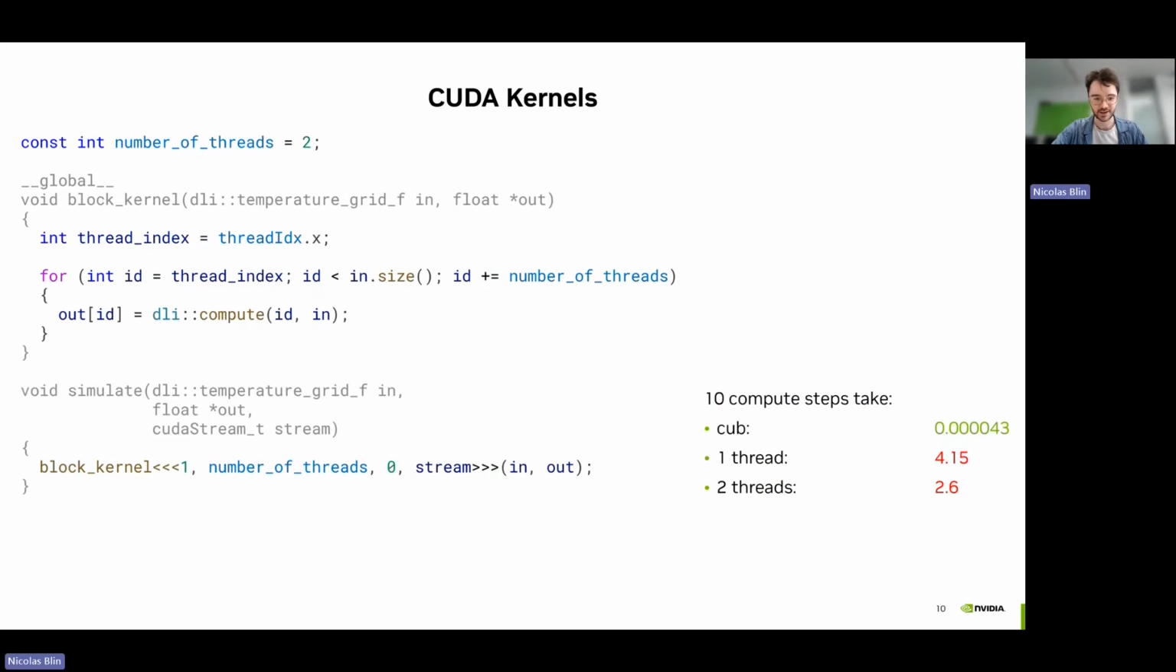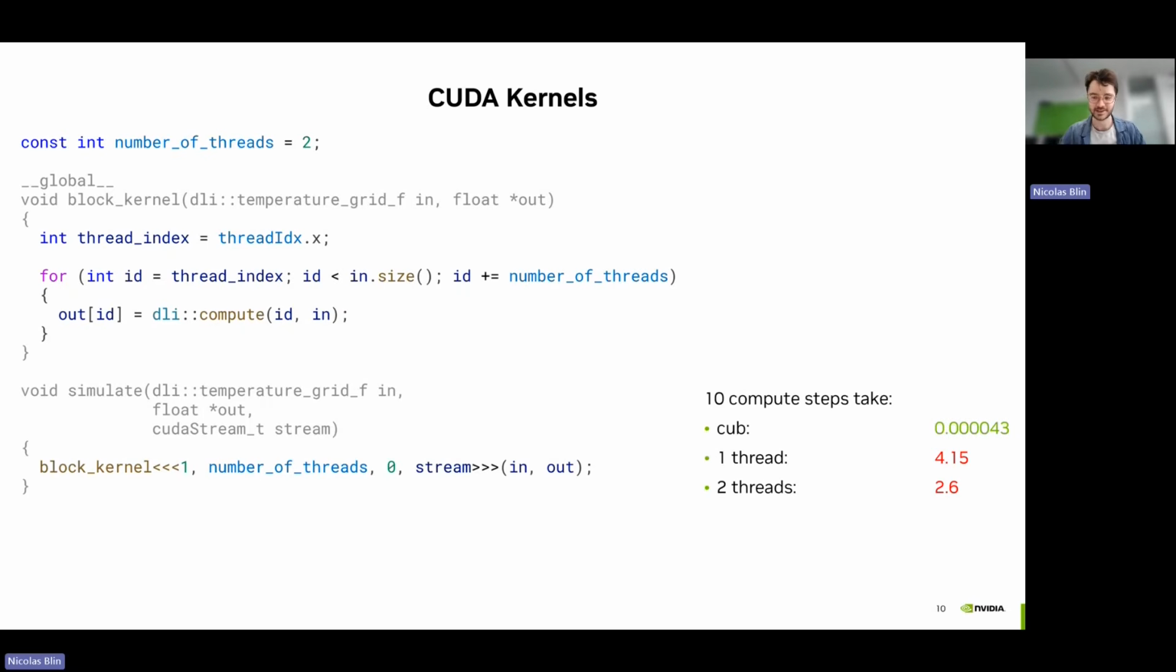We can easily increase the number of threads that a kernel uses. For instance, to launch 2 threads instead of 1, we just pass 2 in the second parameter. In this triple chevron syntax, the second parameter represents the number of threads you want to launch. So you can see on the right that using 2 threads instead of 1 almost doubles the kernel speed, which makes sense because we are using two times more threads.